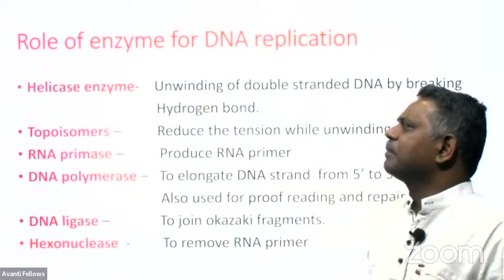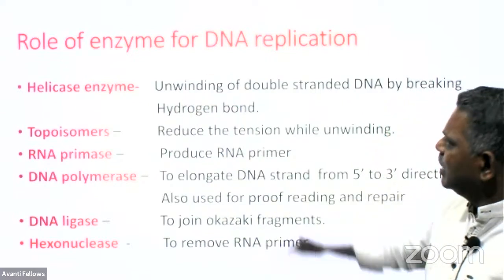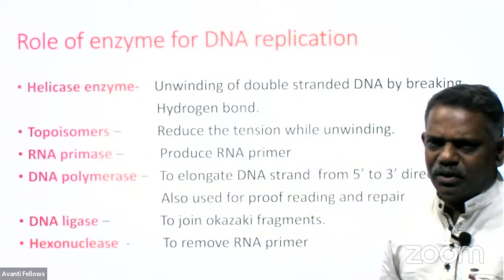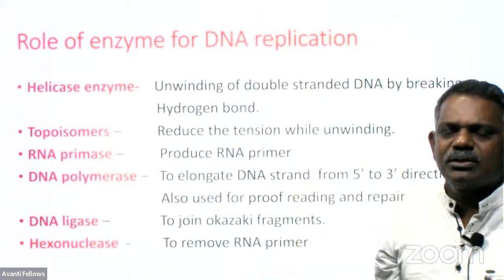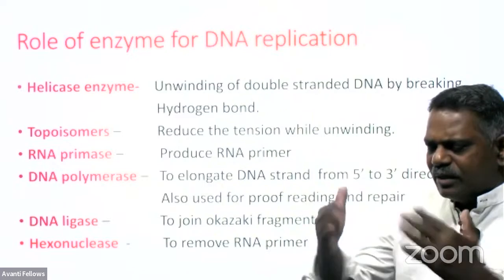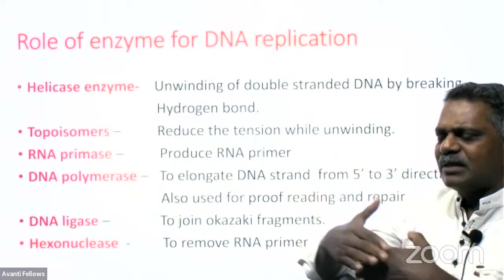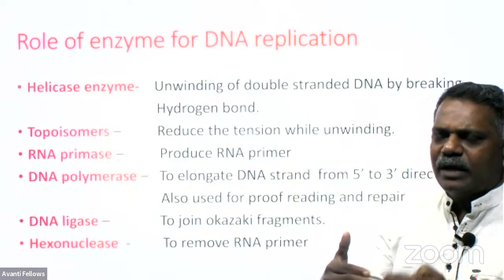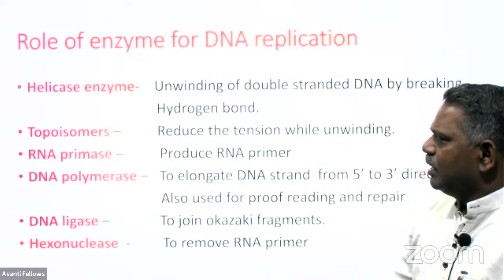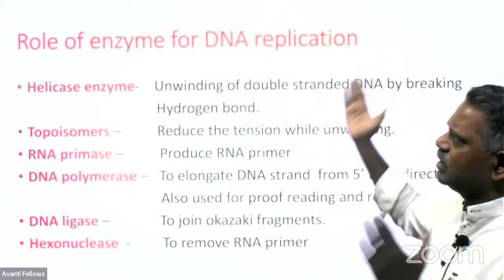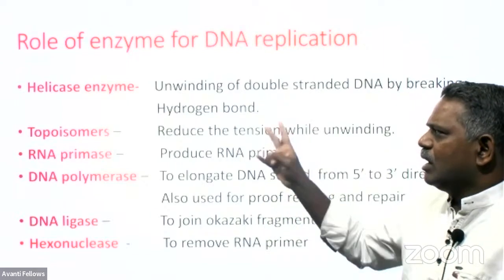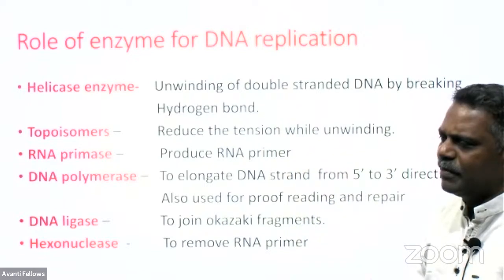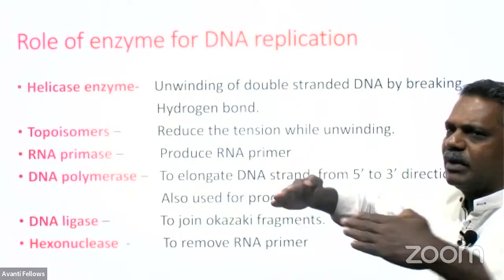The helicase enzyme is a very important enzyme for unwinding the double-stranded DNA by breaking the hydrogen bond. You know, DNA is a double-stranded structure. It is antiparallel, and this antiparallel double-stranded DNA is connected to each other with hydrogen bonds, forming the nitrogenous base pairs. To separate these two strands during DNA replication, helicase enzymes are required to cut the hydrogen bonds and make these two strands separate from each other.